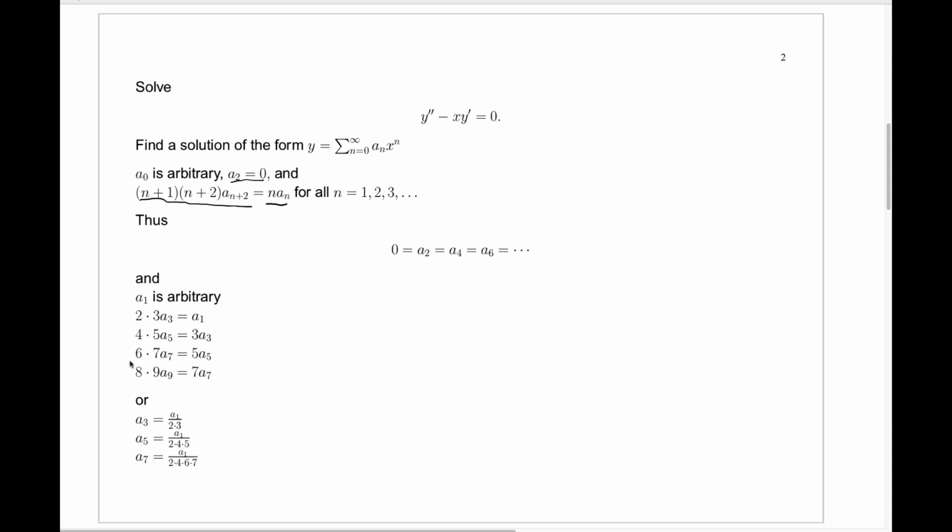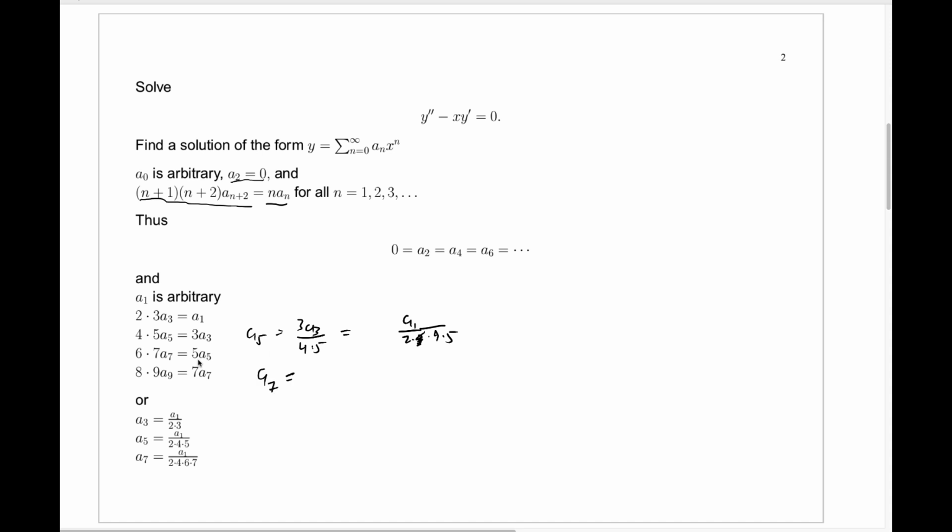And then you'll continue this pattern. 6 times 7, a sub 7 is 5a sub 5, etc. If we use each of those to solve for the subsequent coefficients, remember a1 is arbitrary, so we'll solve for all the other coefficients just in terms of a1. a3 is just a1 divided by 2 times 3. a5 will be 3a3 over 4 times 5. But remember, a3 was a1 over 2 times 3. When we multiply that by 3, that cancels the 3, and then we divide by 4 times 5. So we have a1 over 2 times 4 times 5.